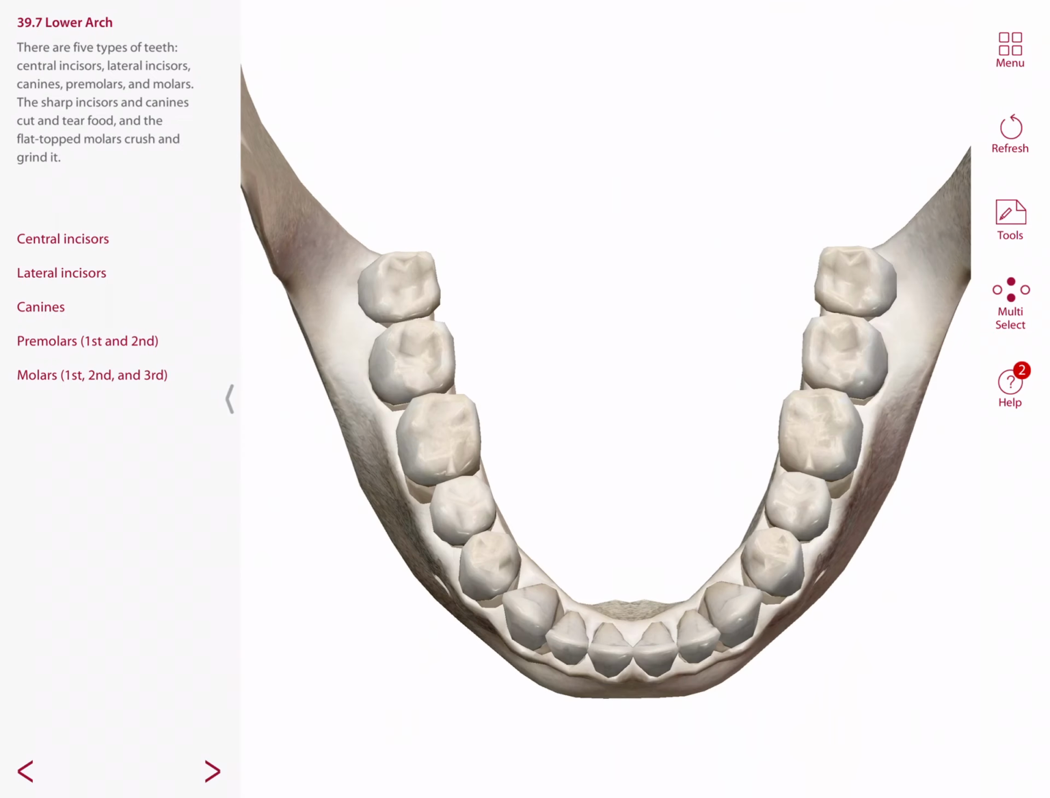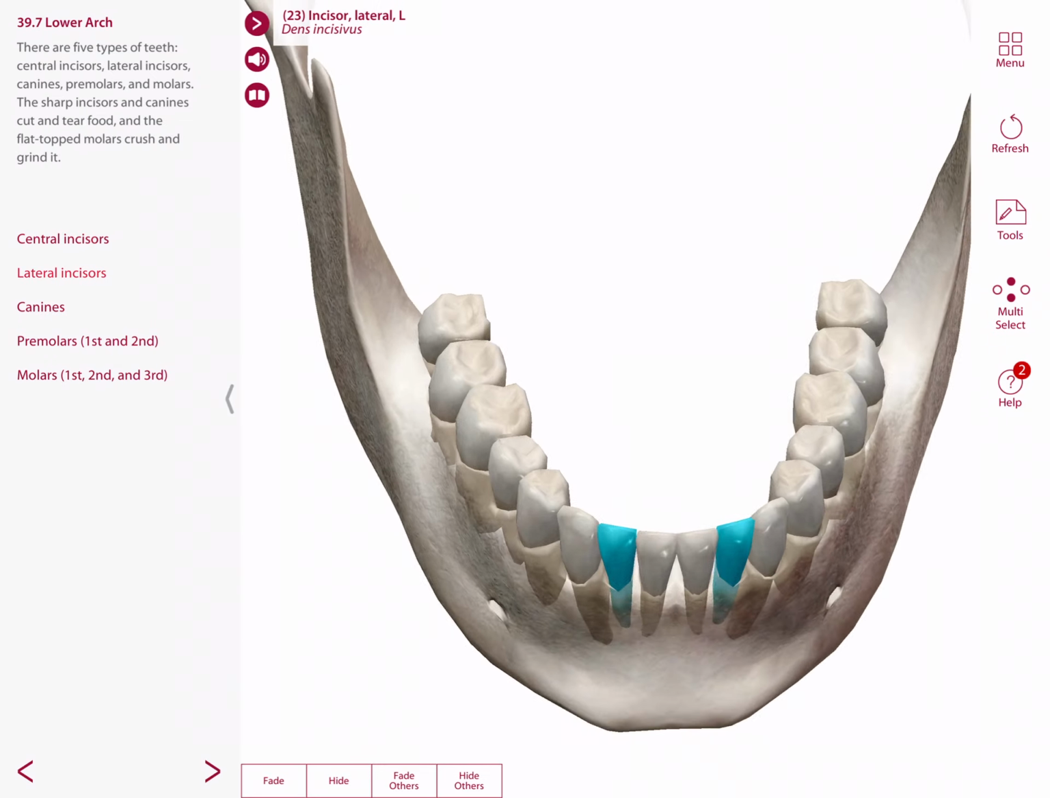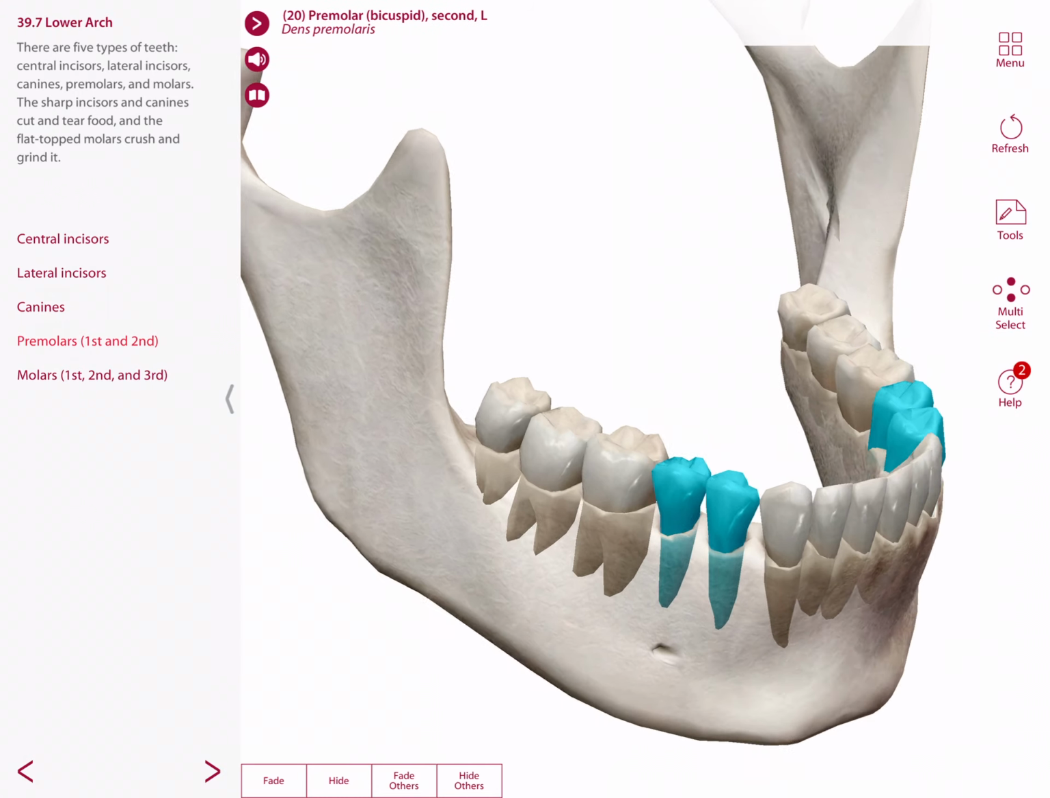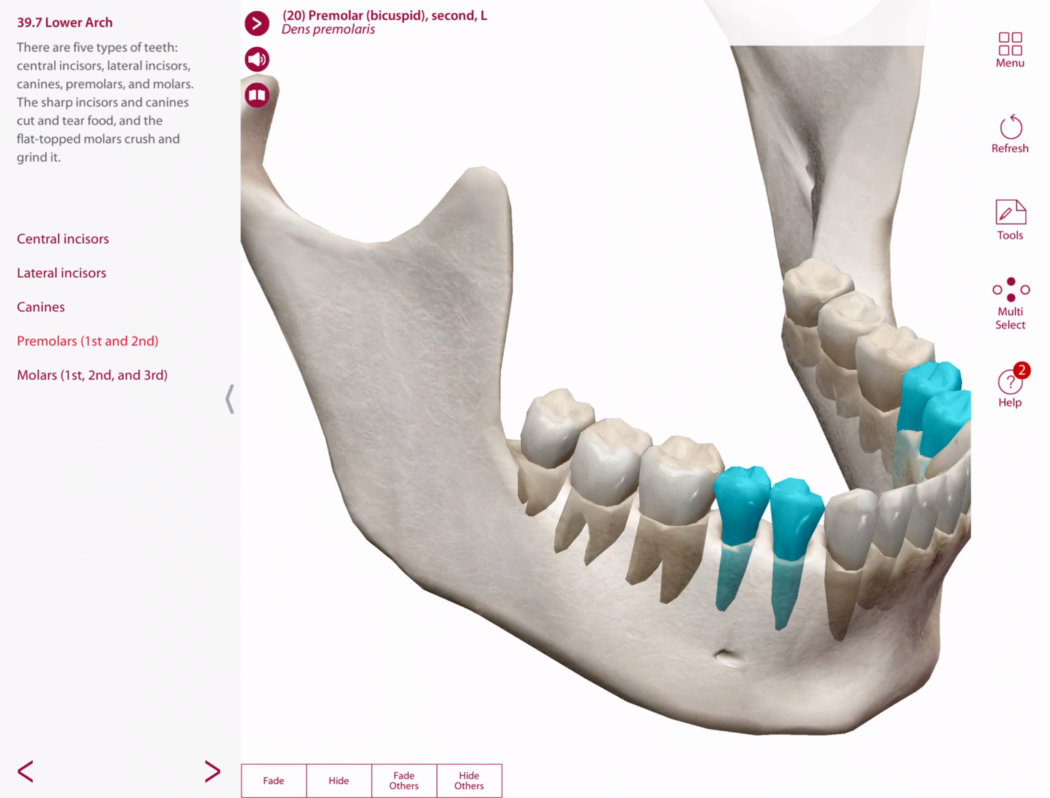When we go to the lower arch, it's the exact same naming process. So we're going to go through all the exact same things: central, lateral, incisors, canines, premolars, and molars.